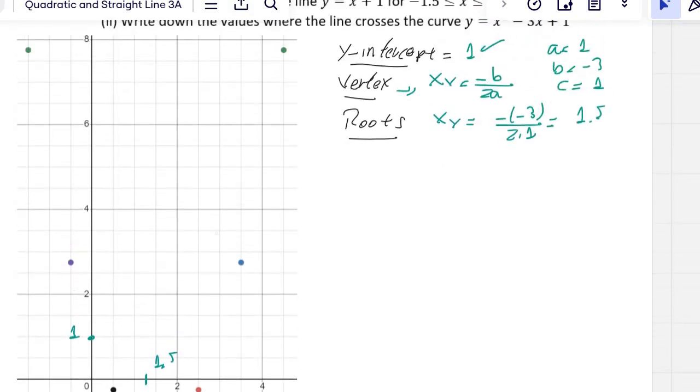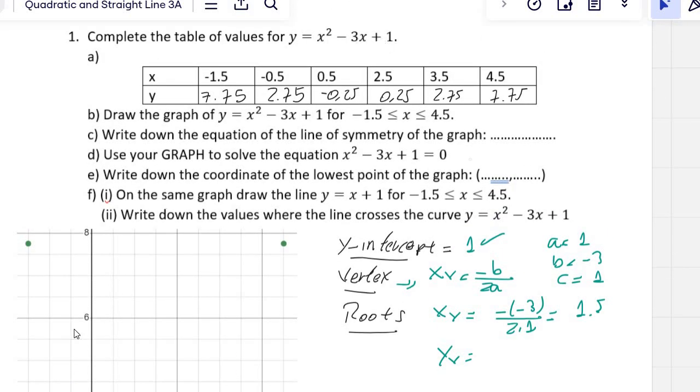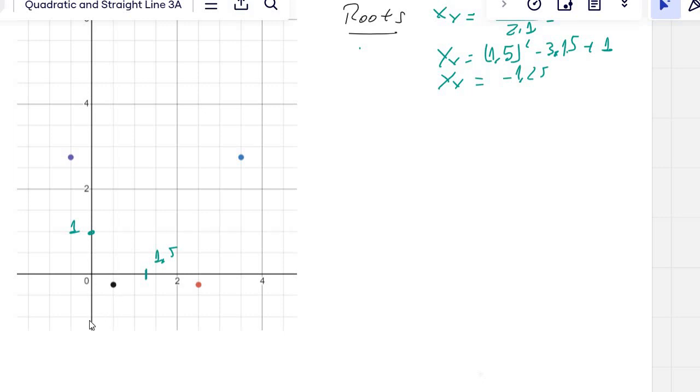Now, how do I determine the y vertex? For the y vertex, you have to replace x with the x vertex, 1.5, in this equation, and then solve. The y vertex is minus 1.25. So if this is minus 1, minus 1.25 can be something like this, so the vertex will be here. And now we need the roots.